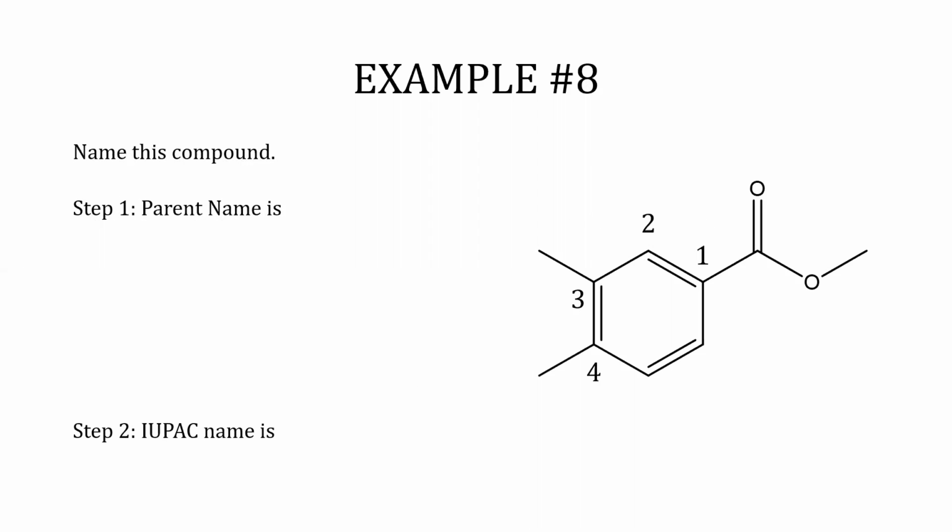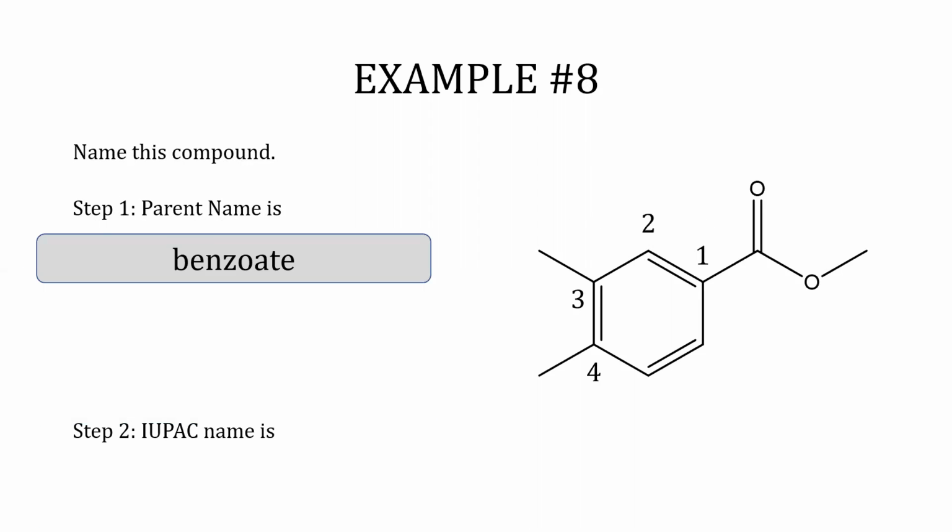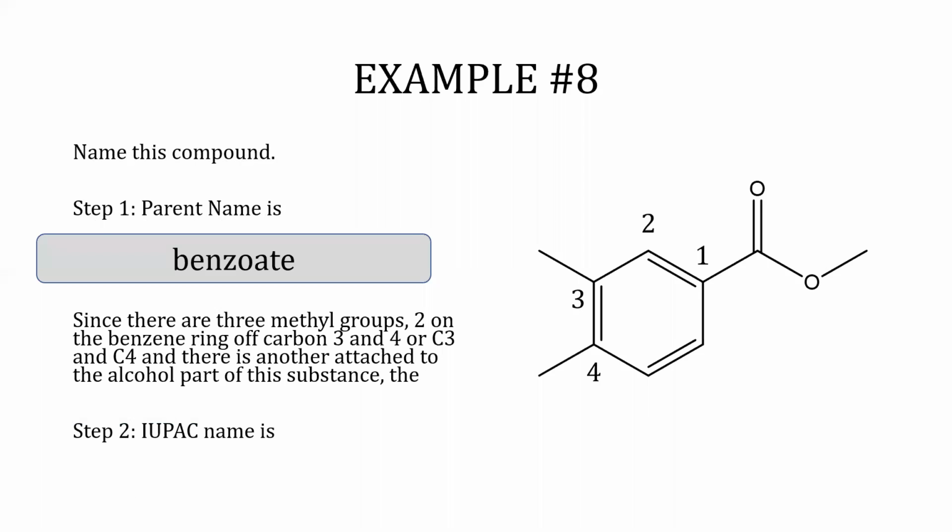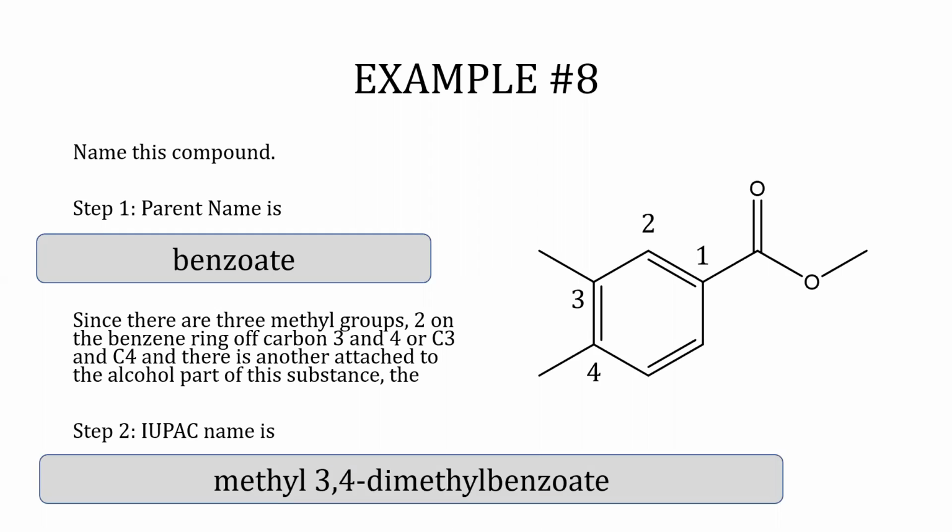Example 8's name ends with benzoate since it's from a 6-carbon conjugated carboxylic acid. There are 3 methyl groups, 2 on the benzene ring on carbon 3 and 4 or C3 and C4, and there is another attached to the alcohol part of this substance. The IUPAC name is methyl 3,4-dimethylbenzoate.